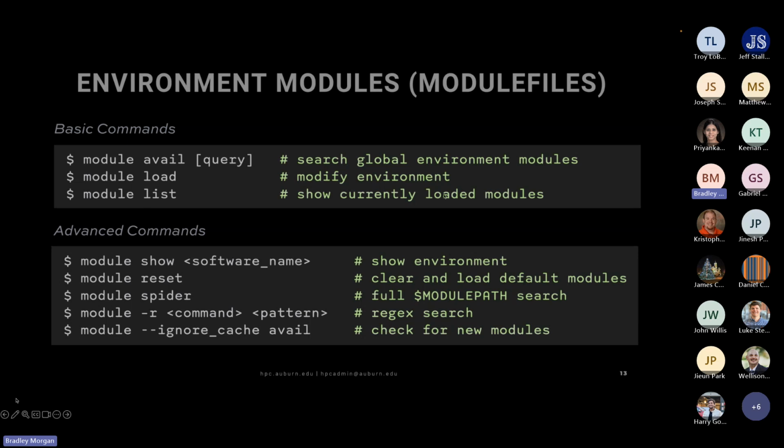And then module list will show you what current modules we have loaded. And so that's important to check every so often to make sure that you got the right compiler, the right version of R or Python loaded. And then in the more advanced use, as mentioned, you can look under the hood of a module file.